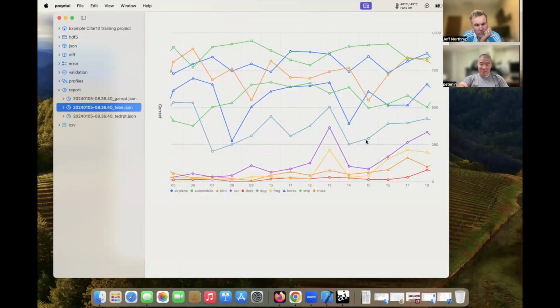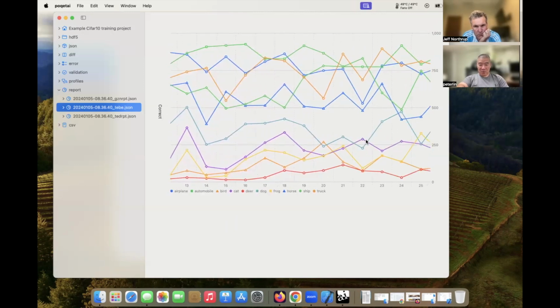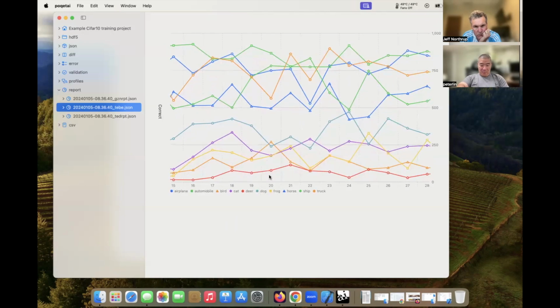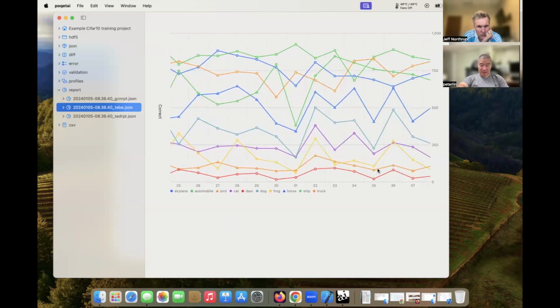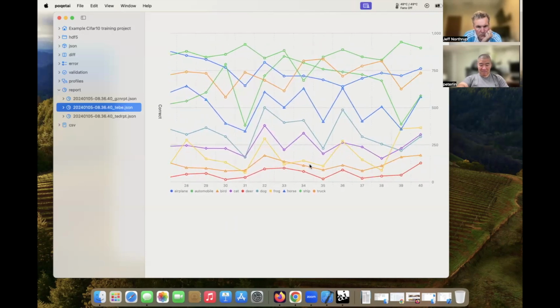Whereas here, I can come in and look, okay, if we go to 20, we see there are certain classes of images that never got any better. So for example, here we got deer, and it looks like frog never improved and just kept doing nothing. It never got better than like 25% accuracy. And so this is what's contributing to that spiky behavior that we saw in the regular accuracy and loss.